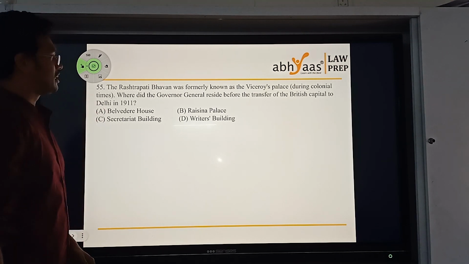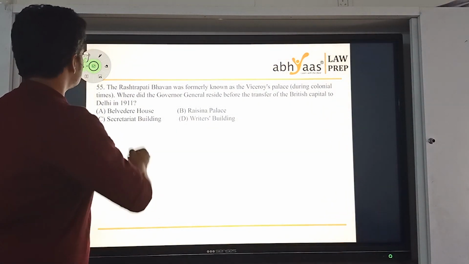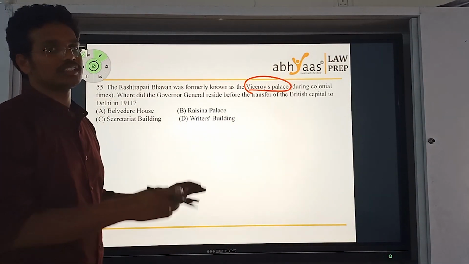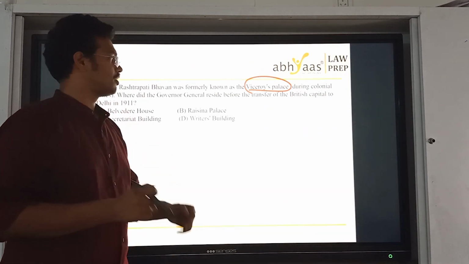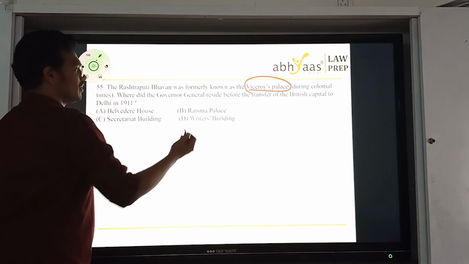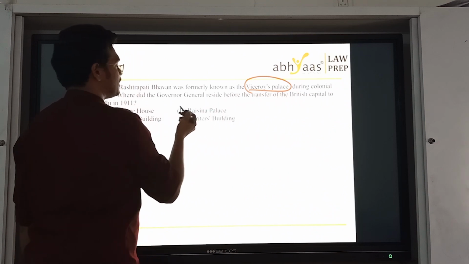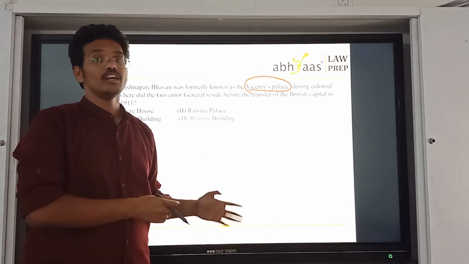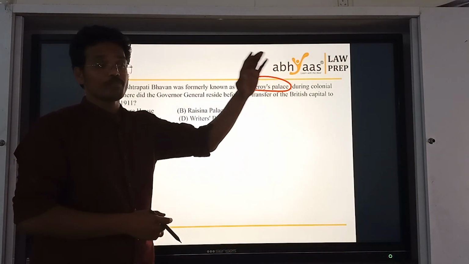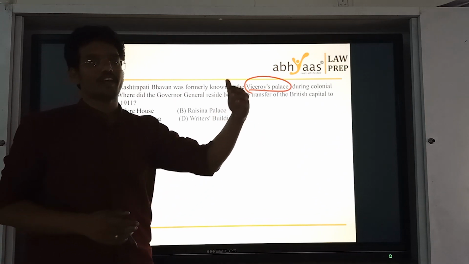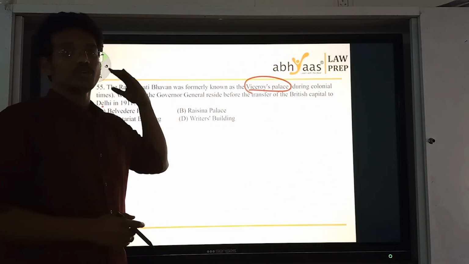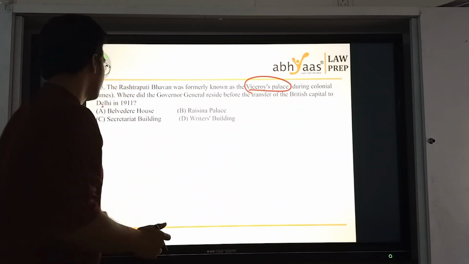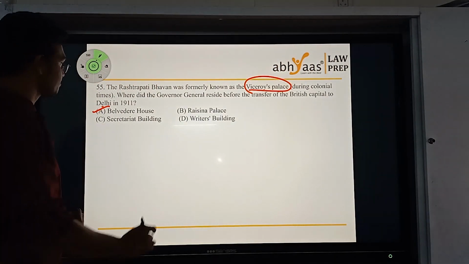Next, the Rashtrapati Bhavan was formerly known as Viceroy's Palace, because this Rashtrapati Bhavan was constructed during the rule of the British. So where did the Governor General reside before the transfer of the British capital to Delhi? As we know, before Delhi, Kolkata was the capital of India. So in 1911, the capital was transferred from Kolkata to Delhi. So in Kolkata, what is the building in which the Governor General resided? That is called Belvedere House.